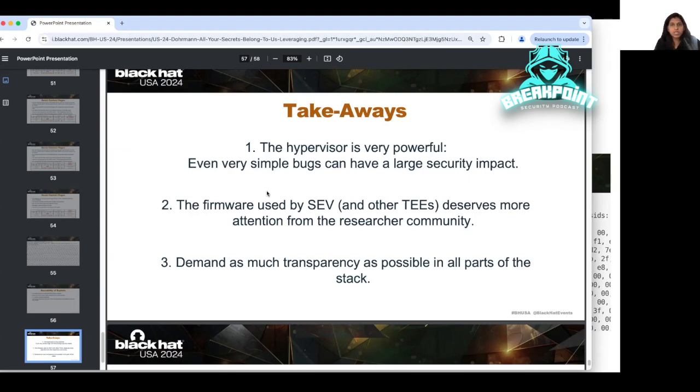Now you see all these CVs they have brought in together, and the juice from that work is something that they are talking about, because that at the end of the day is the takeaway for the audience. Even simple bugs can have large security impact, because maybe you can have multiple related impact in the related entities as well, right? The firmware used by SEV and other TEs deserves more attention from the researcher community, and of course demand as much transparency as possible in all parts of the stack, so on and so forth.